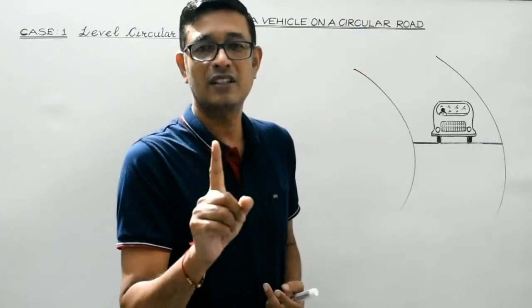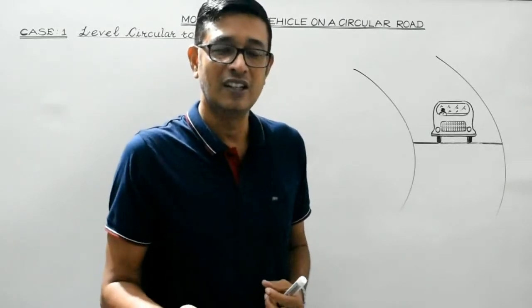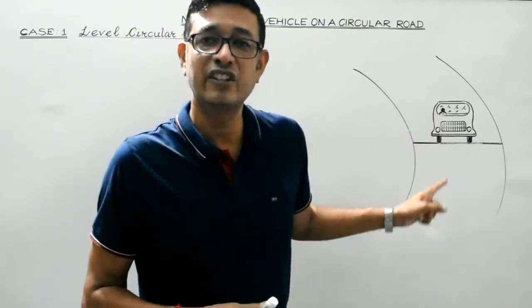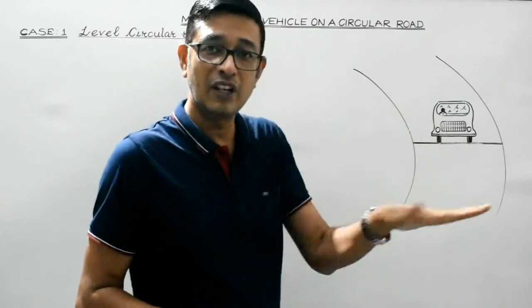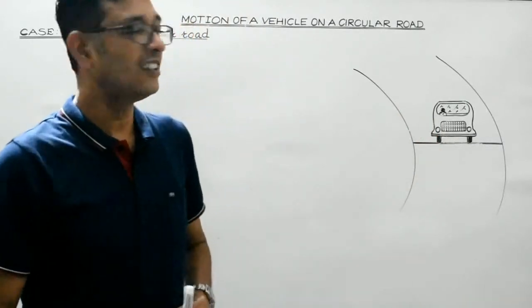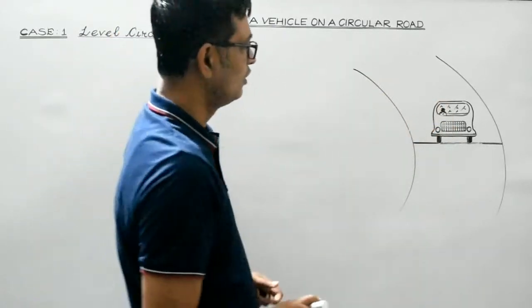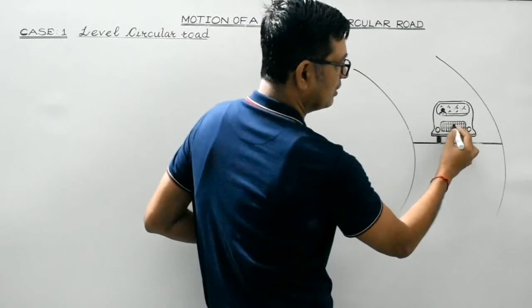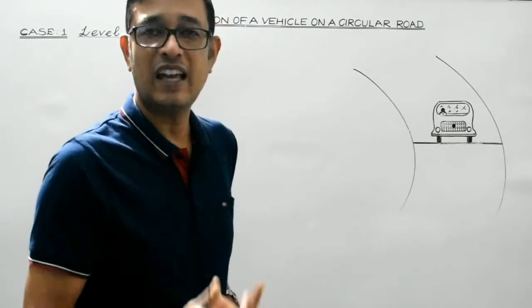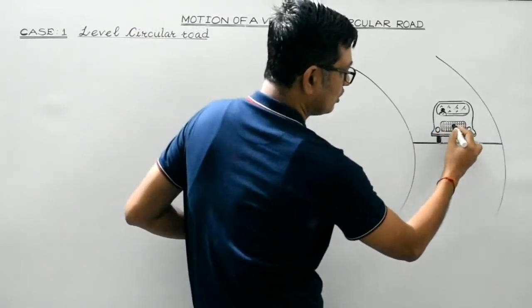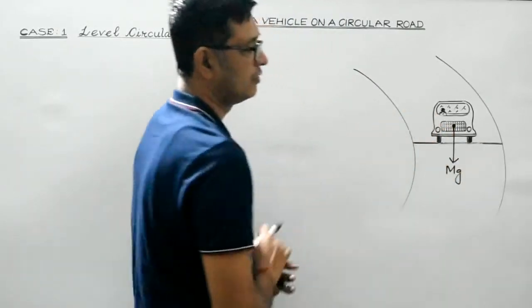This concept will be used to find the expression for the minimum velocity which this vehicle can possess so as to execute a circular turn on a level road without skidding. So let us consider this to be a vehicle, say of mass m. Suppose this is the center of mass of the vehicle. Its weight m into g will obviously act in the vertically downward direction. This is where the weight of the vehicle will act. This is m into g.